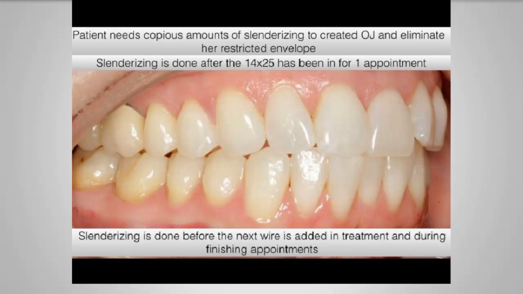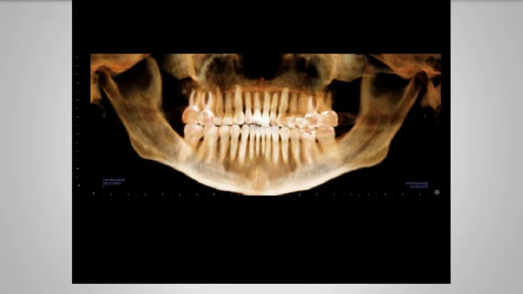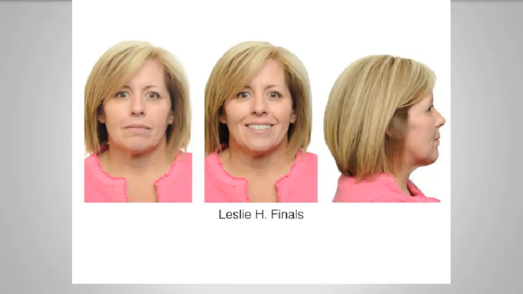But in a case like this, if we're doing it with brackets, we wait till after 1425 has been in for one appointment. But in her case, she was Invisalign, so we're going to do it all along. So you can see her arch form and arch shape. And here's Leslie at her final. Now, I think for her Invisalign, we were around 9 or 10 months of treatment time. And you can see how beautiful her smile is.